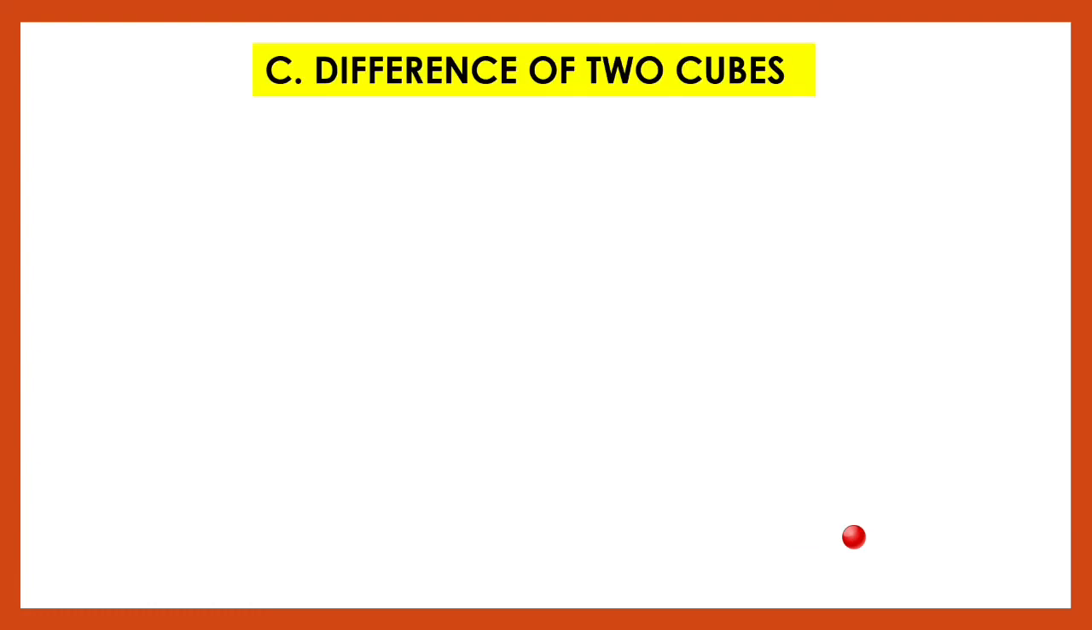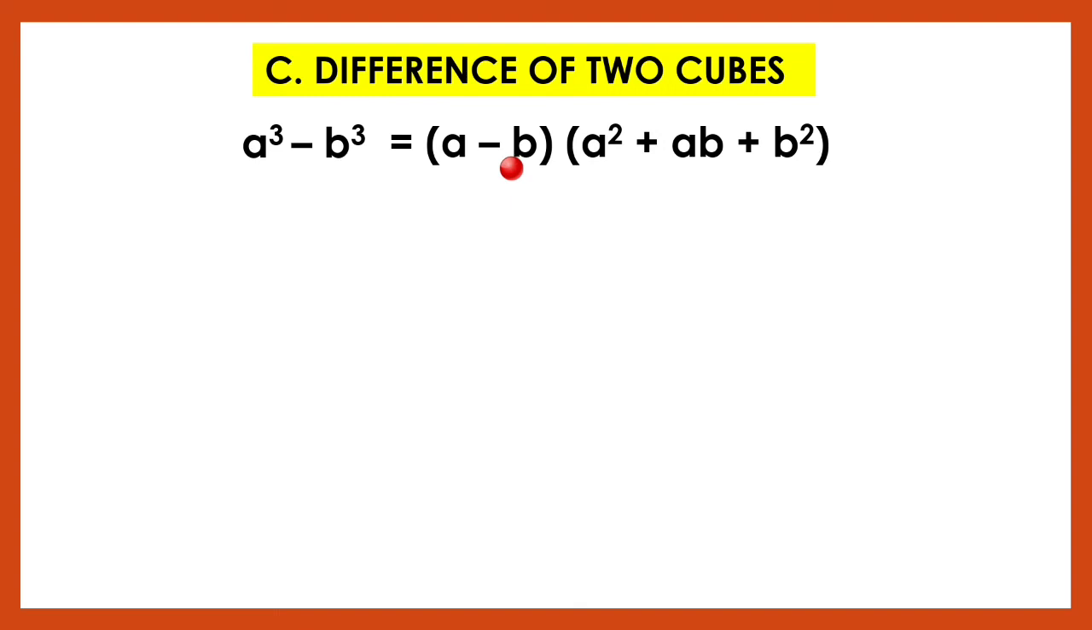Another type of factoring is difference of 2 cubes. So, paano tayo makakakuha ng factors ng difference of 2 cubes? For example, we have a cube minus b cube. So, yung a cube is perfect cube, b cube is also perfect cube. Ang kanyang factors ay a minus b times a squared plus ab plus b squared. Paano nangyari yon? Yung cube root ng a cube is a, ang cube root ng b cube is b. And then, copy natin yung sign. Kung minus to, that is also minus.